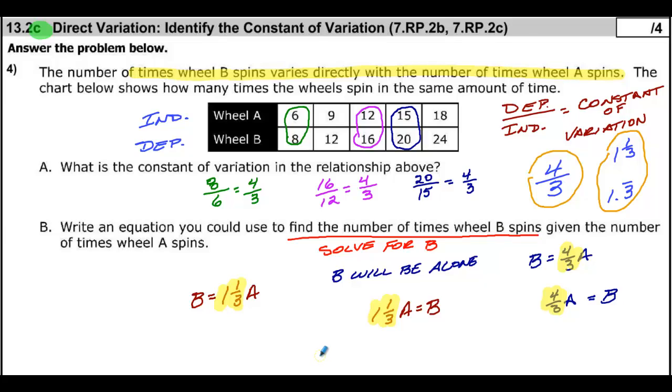So if you're solving for B, the B has to be alone. All right. And that seems to be the thing that has thrown most students off. They're able to find the constant of variation, but they're not able to write the equation because they keep writing for the wrong thing. They keep solving for A. Look at it carefully. If it says find the number of times B spins, then you're solving for B.